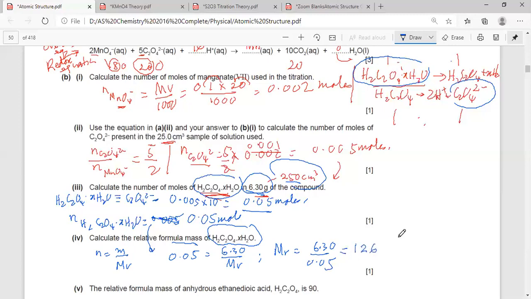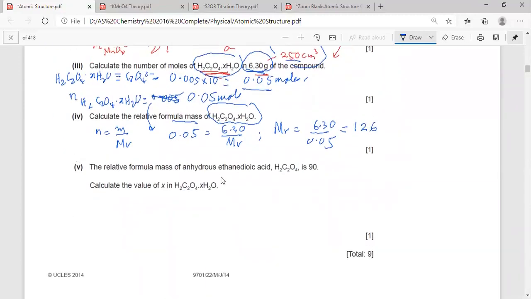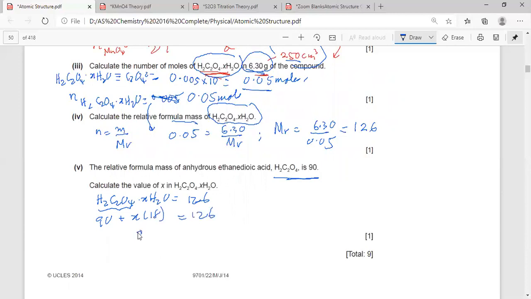So now, of course, to find X is quite simple. The formula mass of anhydrous, they give you just the last time, is 90. So of course you can put down H2C2O4·XH2O is equal to 126. So this whole thing is equal to 90 plus X times 18. Same sort of calculation. So 18X equals 126 minus 90, which is 36. X equals 2. Easy peasy, right?